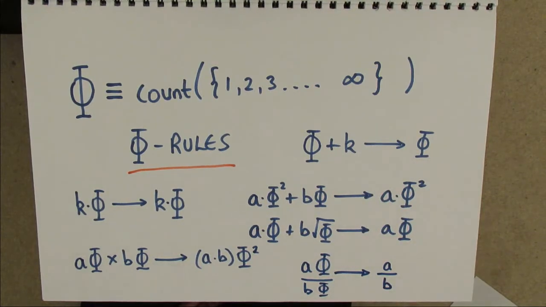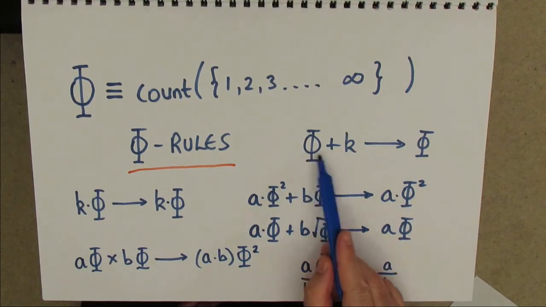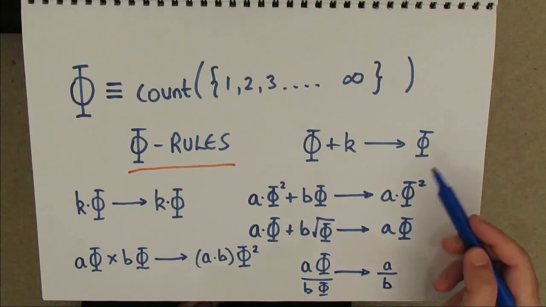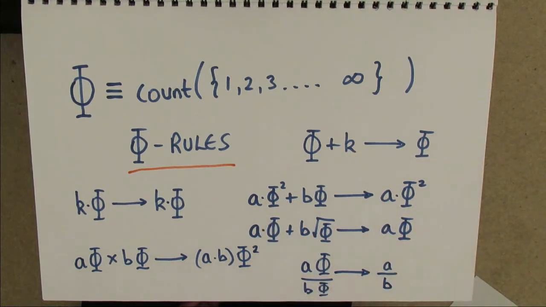So phi is behaving as a very general sort of number, and the only tricky bit is these things where you can add something to it and it disappears, or that the bigger power wins. And those are the phi rules. And if you use the phi rules, there's no magical or mystical properties. You just have to count sensibly.